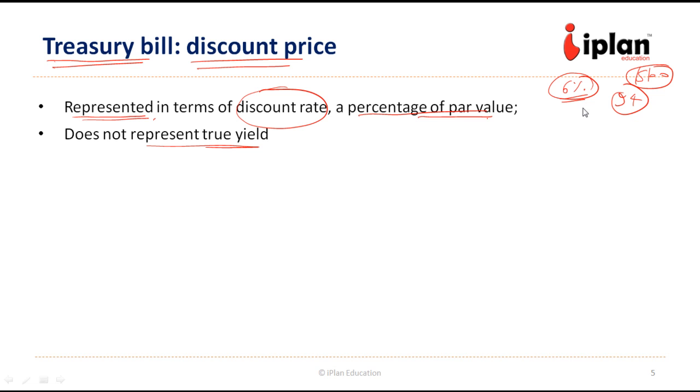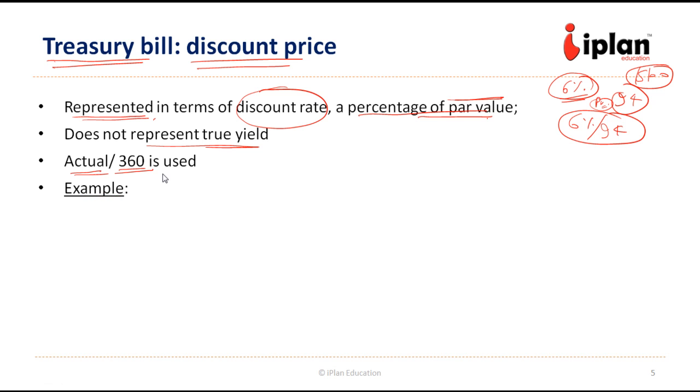Yield on this might be higher. For example, that has to be taken as a percentage of 94. That was the present value or the price in this case. But discount rate is taken as a percentage of par value. So that is why it is not true yield on the bond. And as we have already seen, actual by 360-day convention is to be used.